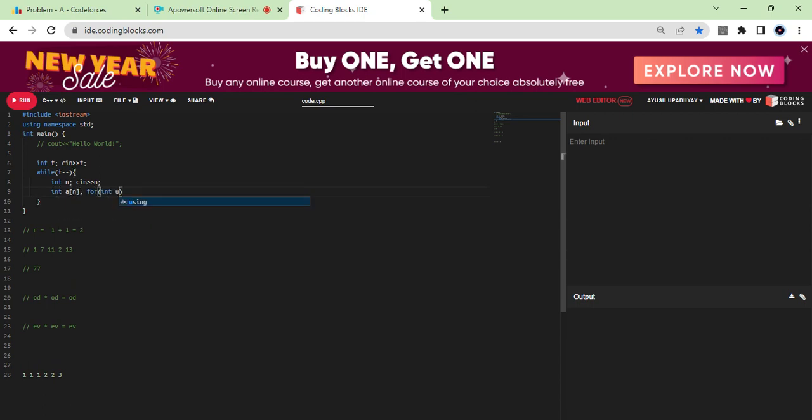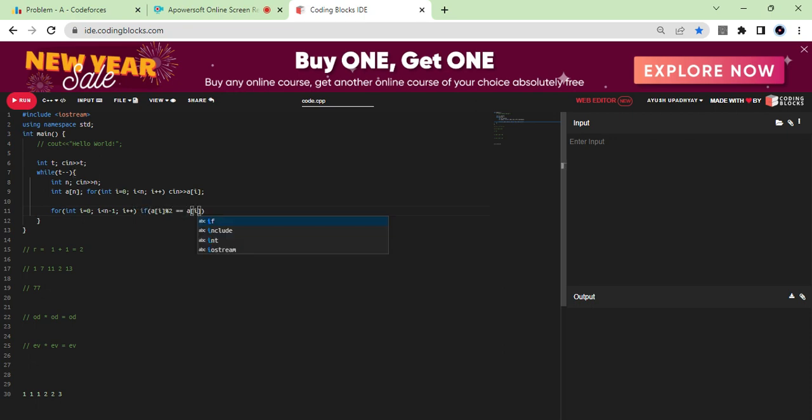int i, c in a[i]. After that, you just calculate for int i equal to 0, i less than n minus 1, i plus plus: if a[i] modulo 2 is equal to a[i+1] modulo 2, then you can just say z plus plus, and then you have to print out your z.